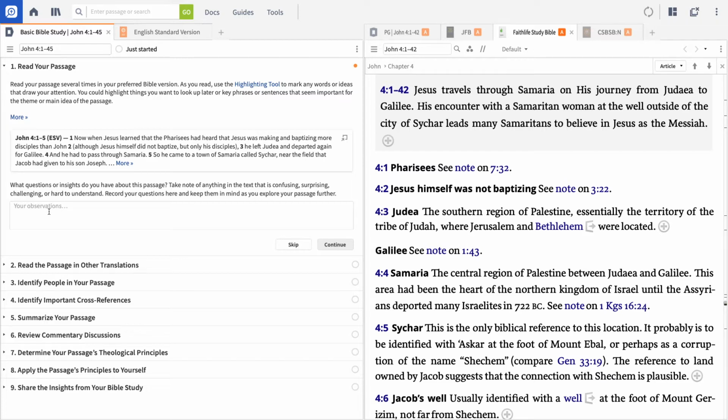Okay. Questions or insights do you have about this passage? Take note of anything in the text that is confusing, surprising, challenging, or hard to understand. Record your questions here and keep them in mind as you explore the passage further.